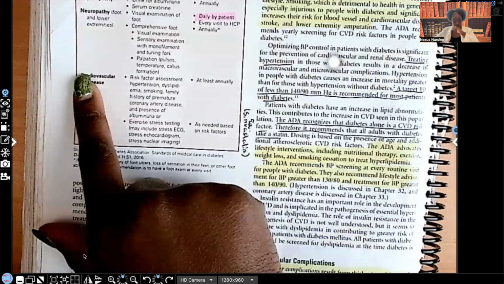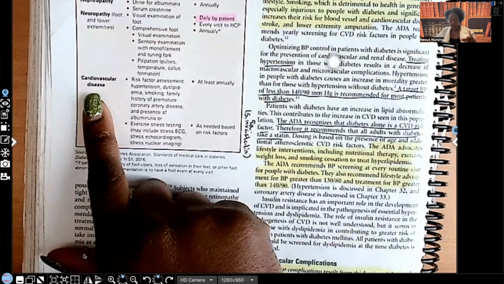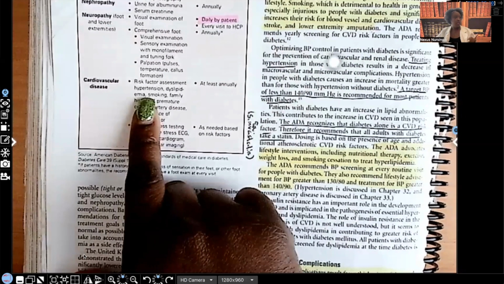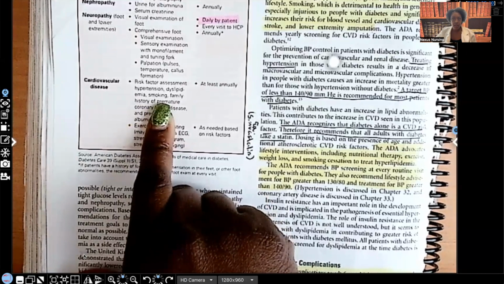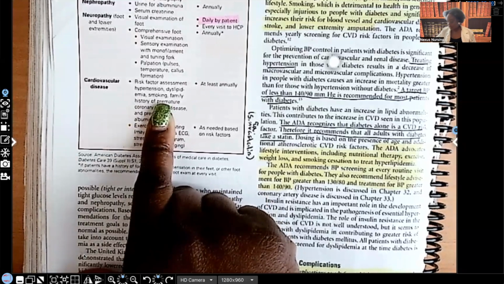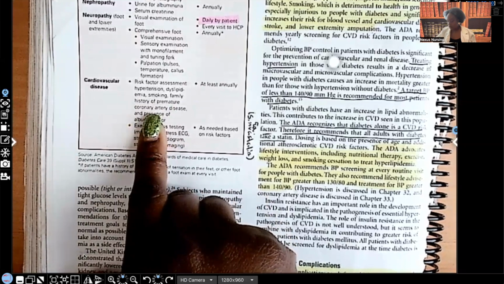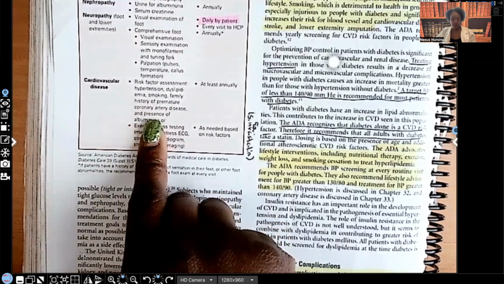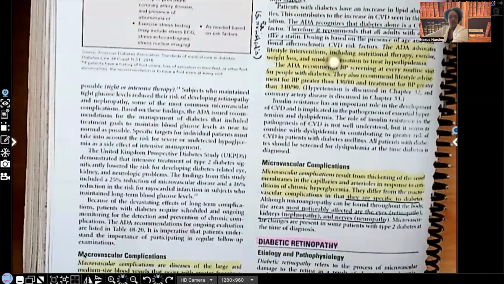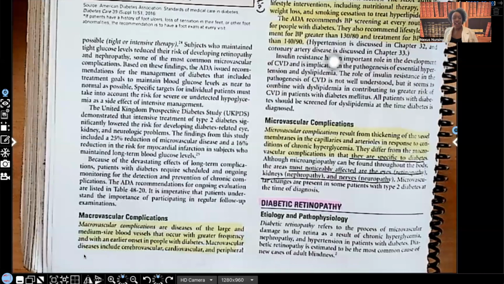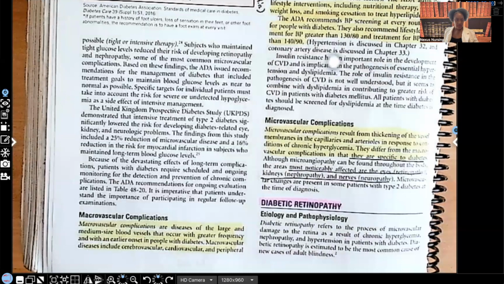Cardiovascular disease, they need to be going in for a physical every year. Risk factor assessments, they need to be checking the blood pressure. They need to be checking that patient's cholesterol. They're going to be looking at the triglycerides, the AST, the ALT, that liver function. Smoking, that patient needs to be taught, stop smoking, not slow down, stop completely. Family history of premature artery disease, they need to be assessed for that. So guys, make sure you take a look at this. Very important teaching. Now let's go over the macrovascular complications. Let me see if I can make this bigger for you.